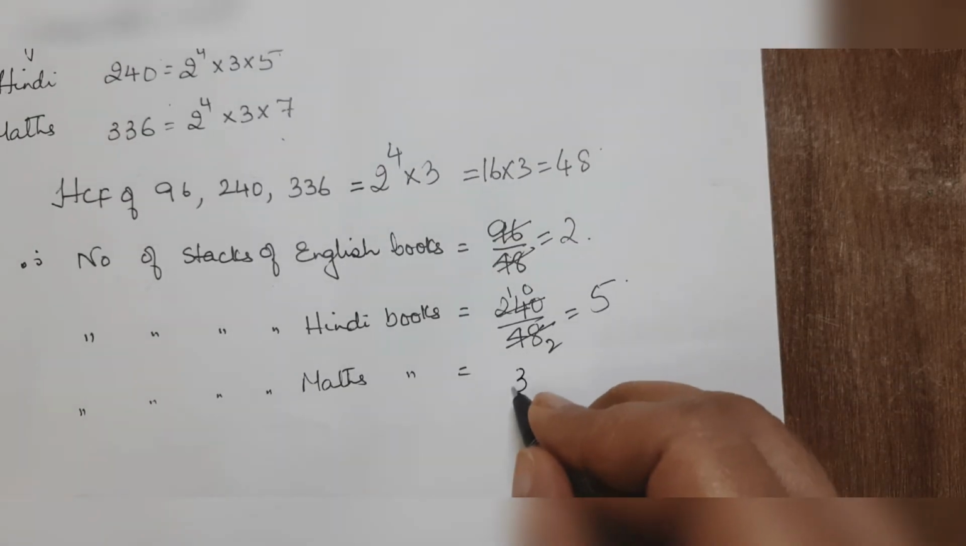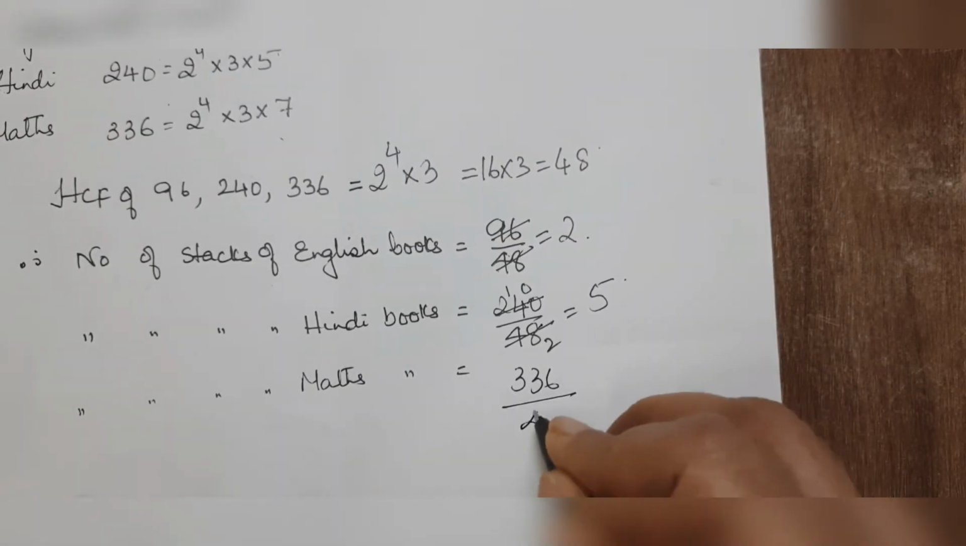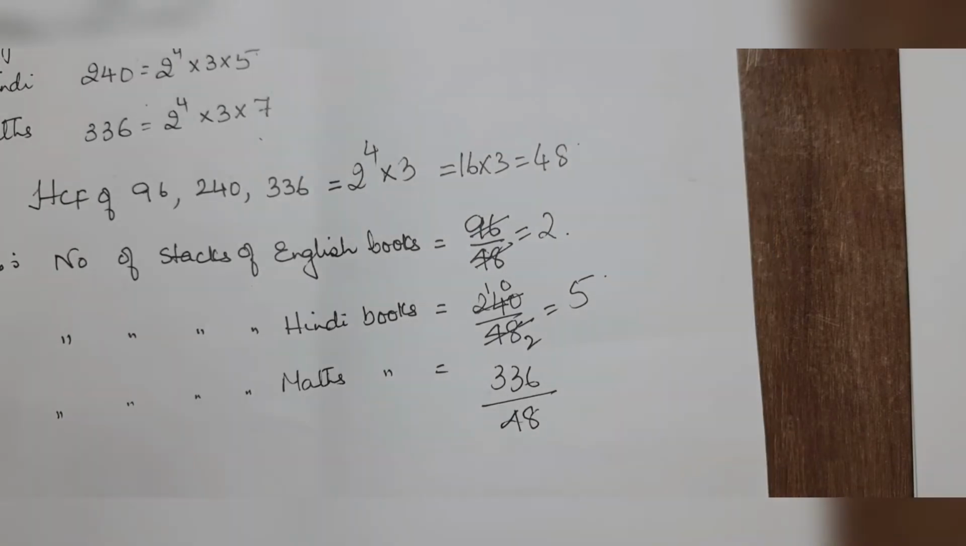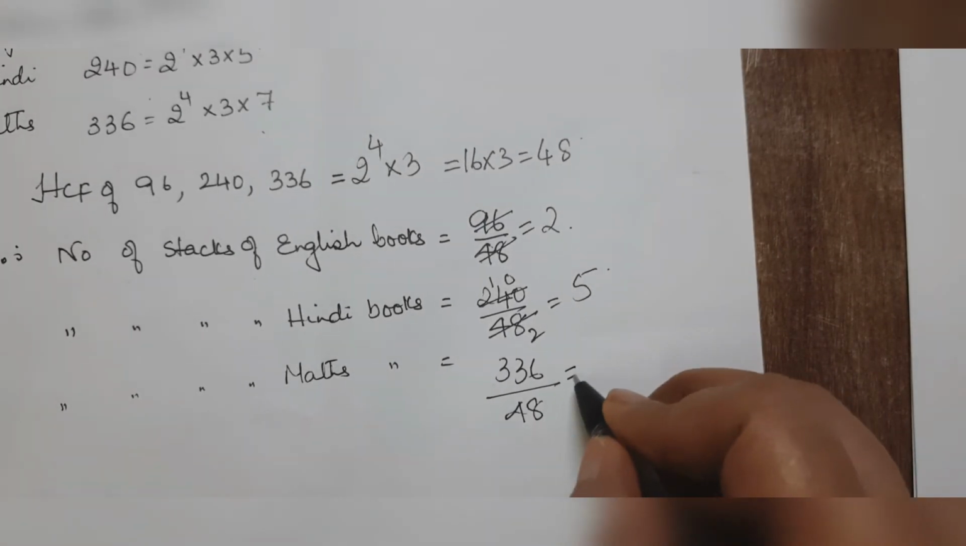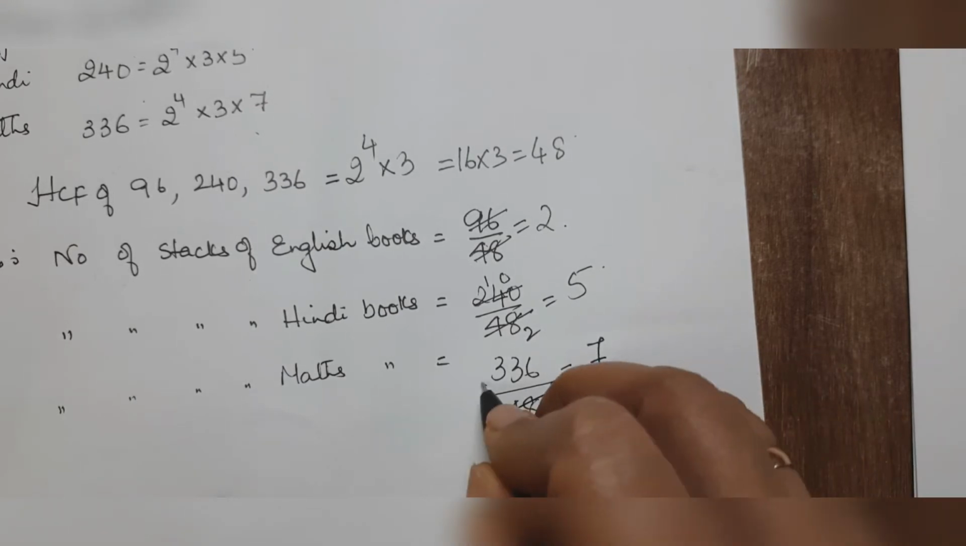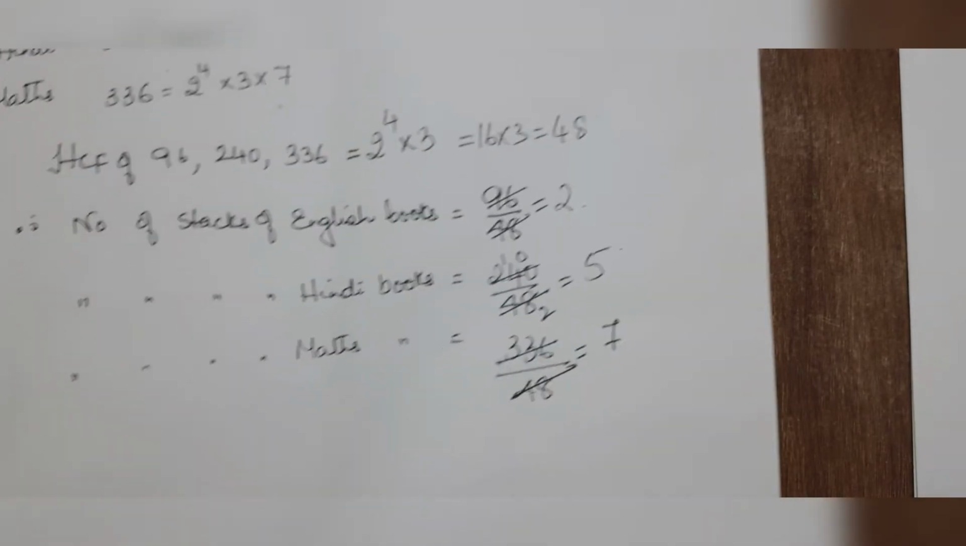Maths, 336 divided by 48. So here when we cancel, it will be 7. You can cancel your way. So 7 stacks. I hope you got the concept over here.